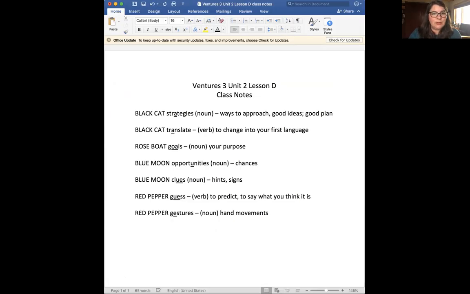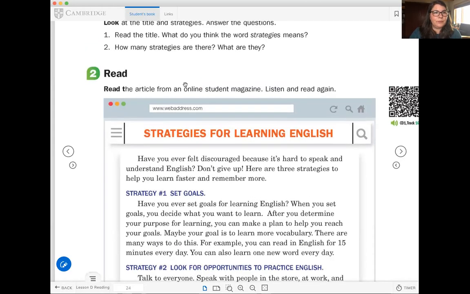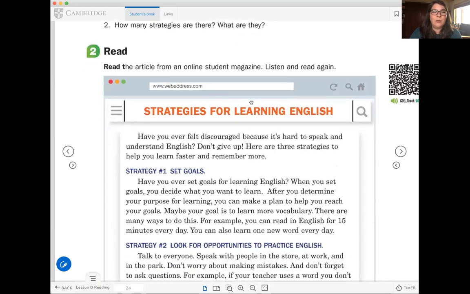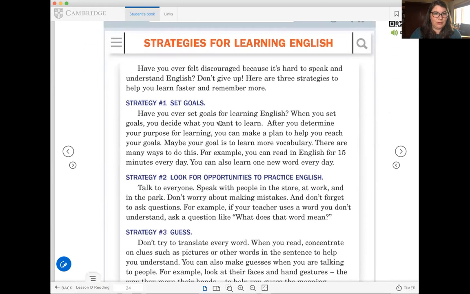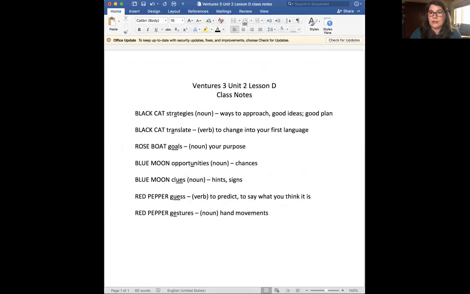So we're going to read about strategies here. And it says, how many strategies are there? What are they? We just said 1, 2, and 3 right here. Okay, so before we read this, you're going to listen. I want to go back to that color vowel list, and let's go over these before you hear the reading, okay? So take out your hand and say with me, black cat strategies, strategies, all right?